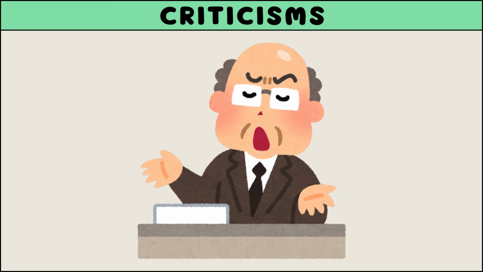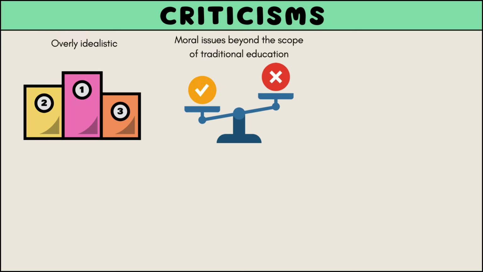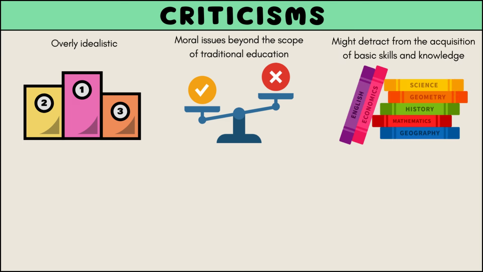However, critical pedagogy is not without its criticisms. One criticism is that it can be overly idealistic. Detractors argue that its emphasis on changing society can burden educators and students with a moral responsibility that is beyond the scope of traditional education. Critics claim this focus might detract from the acquisition of basic skills and knowledge, as the curriculum might lean too heavily on theoretical critique at the expense of practical skill development.